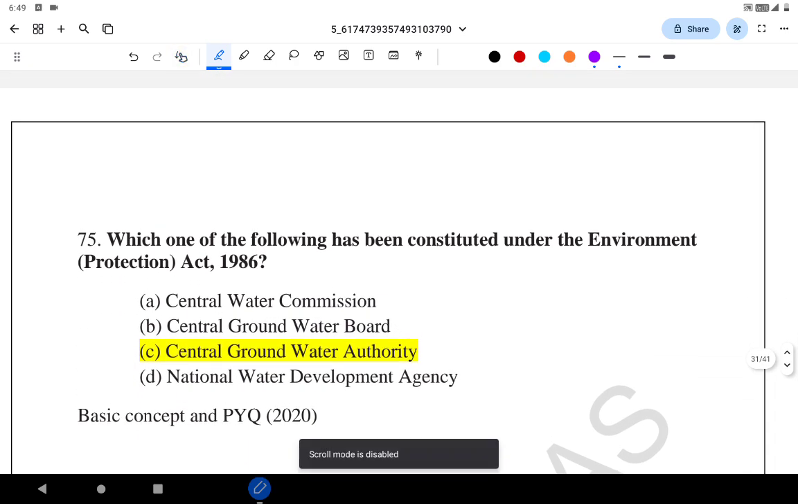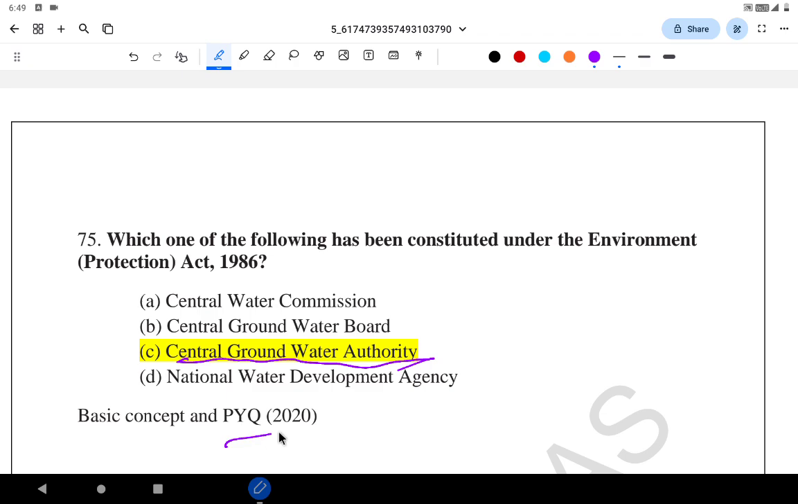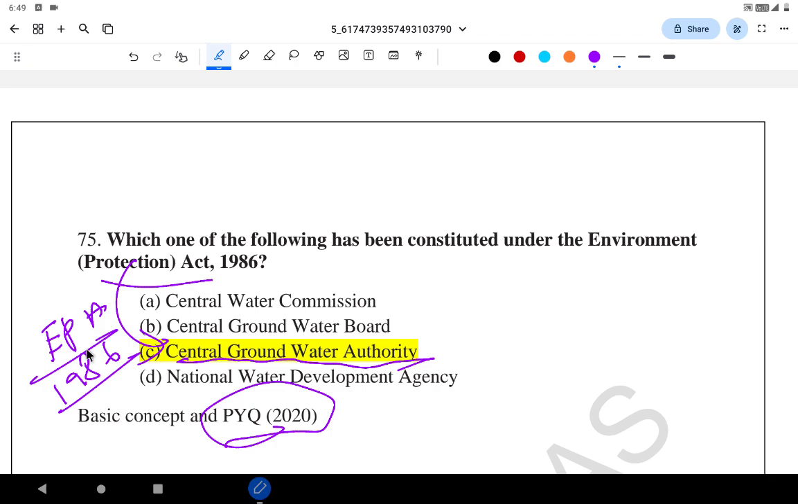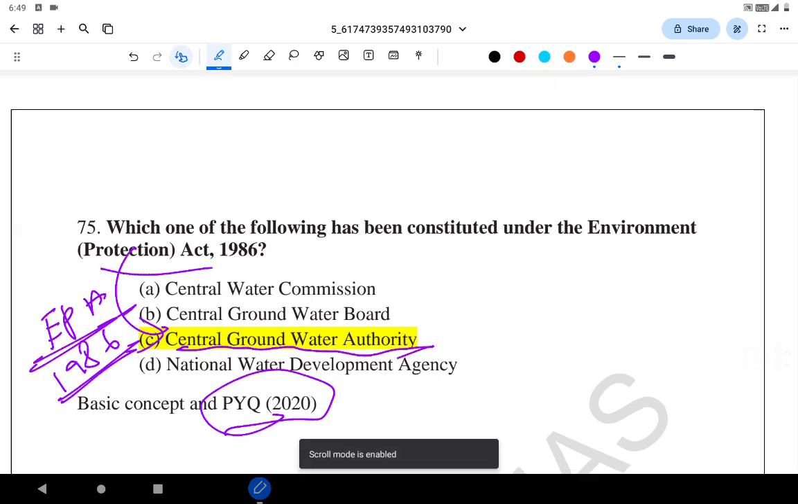This particular question is a direct repetition from PYQ. Which one of the following has been constituted under Environmental Protection Act 1986? This particular question was asked when they asked on the Central Groundwater Board in 2020 itself. So it's Central Groundwater Board. Please study all organizations that are formed under Environmental Protection Act 1986. There are other organizations as well.